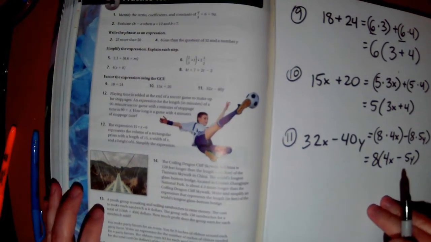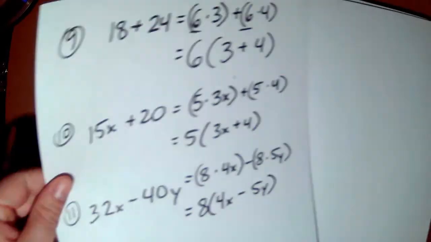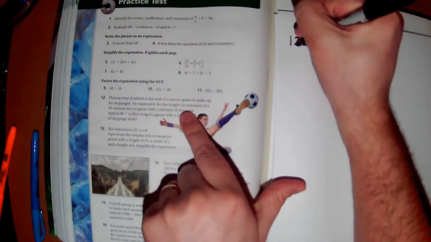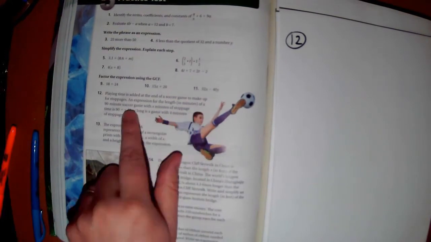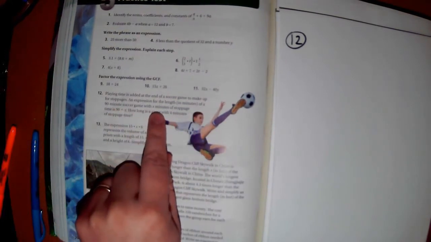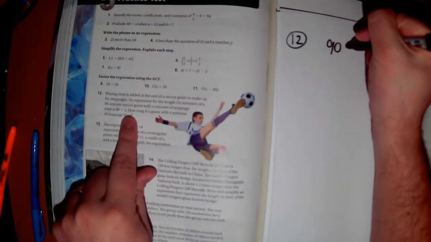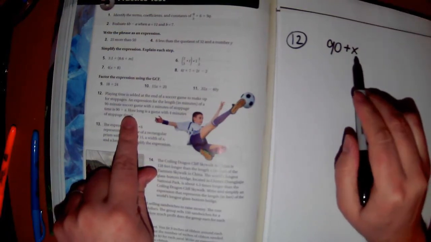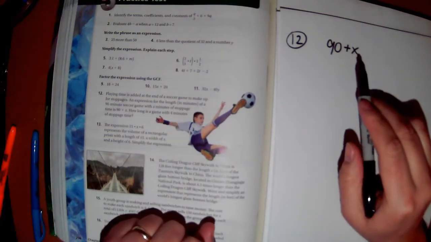Now these potentially could be some of our tougher questions, only because we have to read them and understand them. So number 12, it says playing time is added at the end of a soccer game to make up for stoppages. An expression for the length in minutes of a 90-minute soccer game with X minutes of stoppage time is 90 plus X. I'm going to write that down. 90 plus X. In other words, it's 90 minutes of soccer plus the amount of time that the game was stopped. How long is a game with 4 minutes of stoppage time?